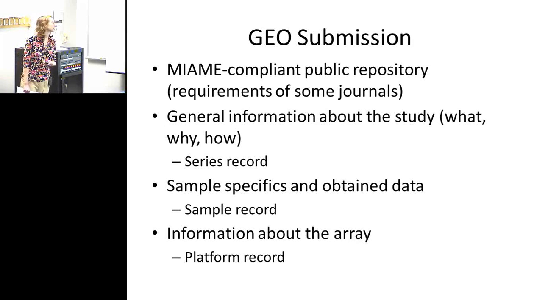You will also submit sample specifics and the data that you obtained. That information goes into what is called a sample record. And then you will also submit information about the array, and that goes into what's called a platform record. And all of these can make up a GEO dataset record. There are more series records than there are dataset records, because when you submit information, it's a series record. Remember, the GEO dataset records are curated, and so curation, of course, always falls a little behind since it takes time to do that.